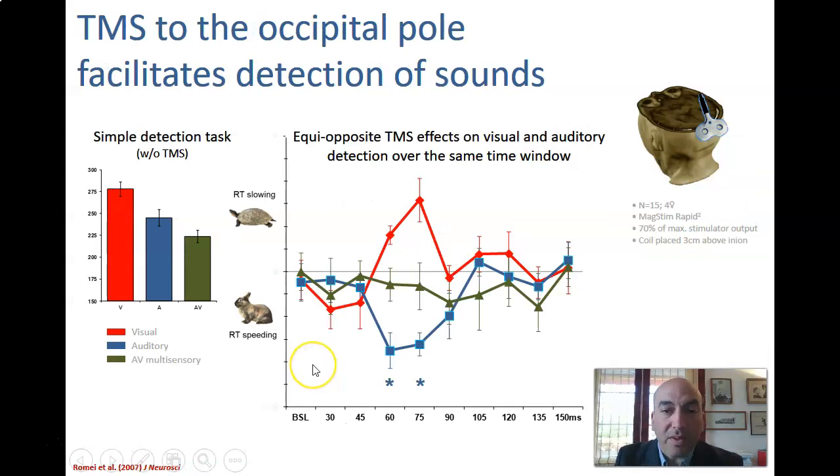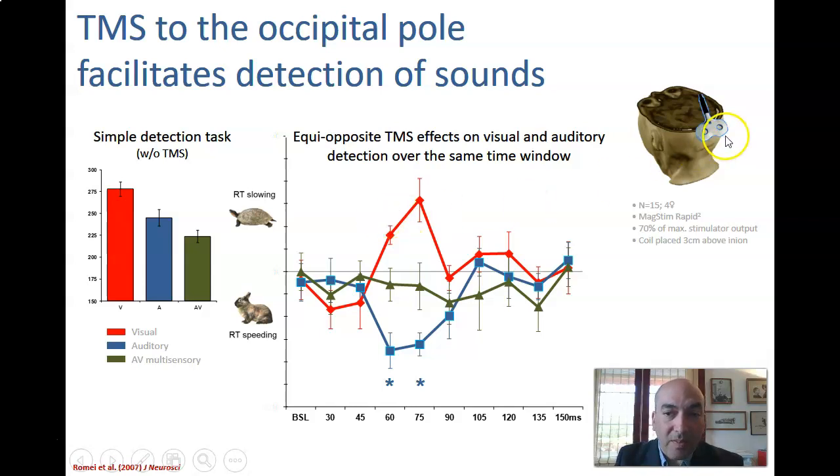We can take this further in a causal inference domain by combining a simple detection task. Here, participants are detecting the presence of a visual stimulus, an auditory stimulus, or multisensory stimulus, and combining that with single pulse TMS over the occipital pole. When one combines this with just the visual task, one observes that reaction times to stimuli, or detection of stimuli, is indeed slowed, as has been observed since the late 1980s.